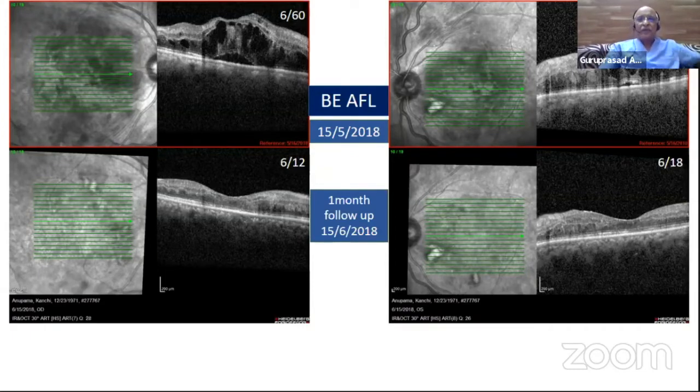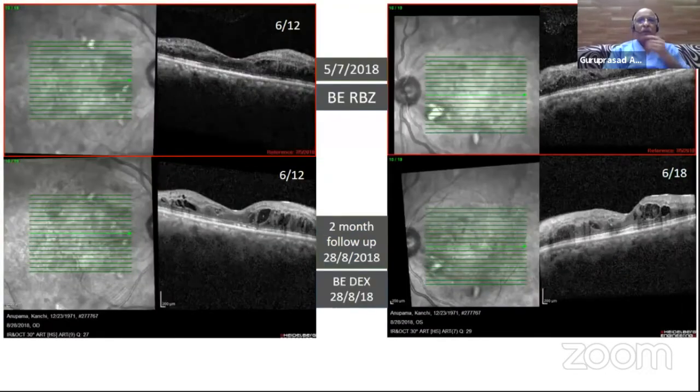This patient was treated with aflibercept the first time, but started developing macular edema again, and there was a slight drop in vision in terms of letters, in the fourth and fifth lines respectively. Therefore the patient opted for ranibizumab this time because of the cost factor with aflibercept. The patient came back only 2 months later with persisting macular edema, and you can see that the macular edema has actually increased on the OCT as well.